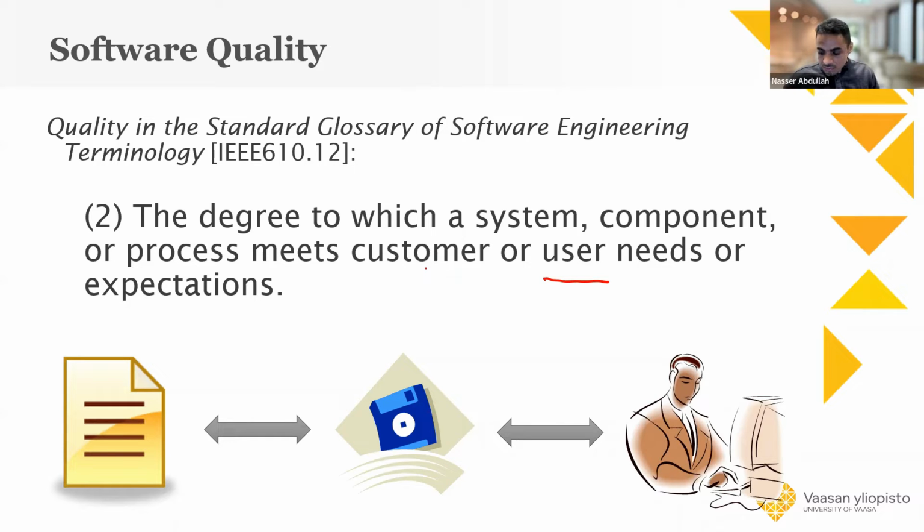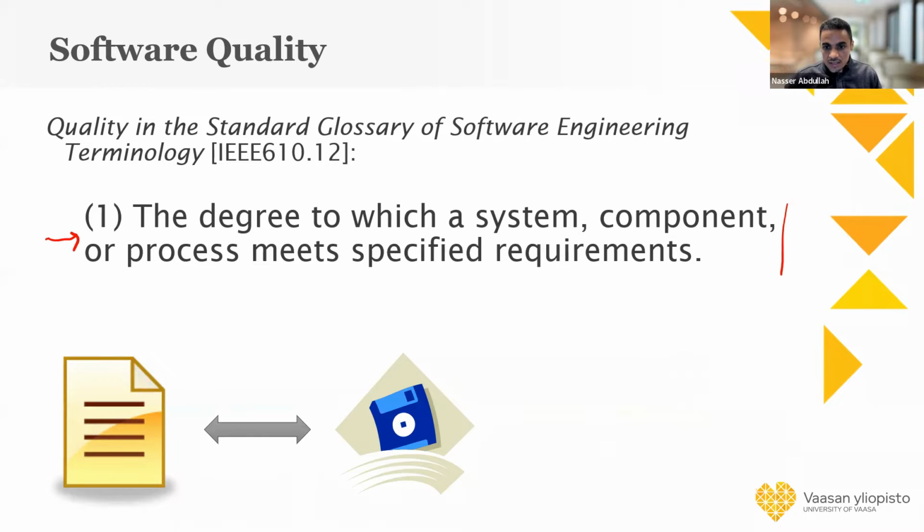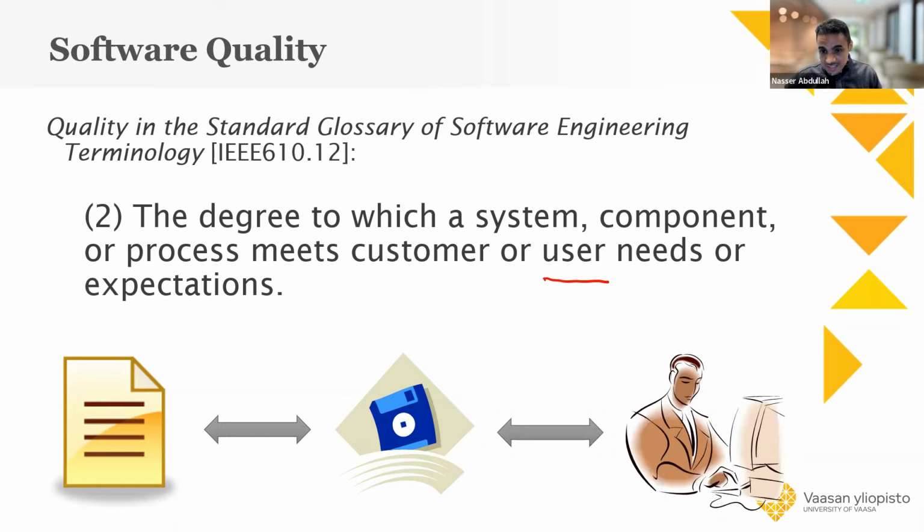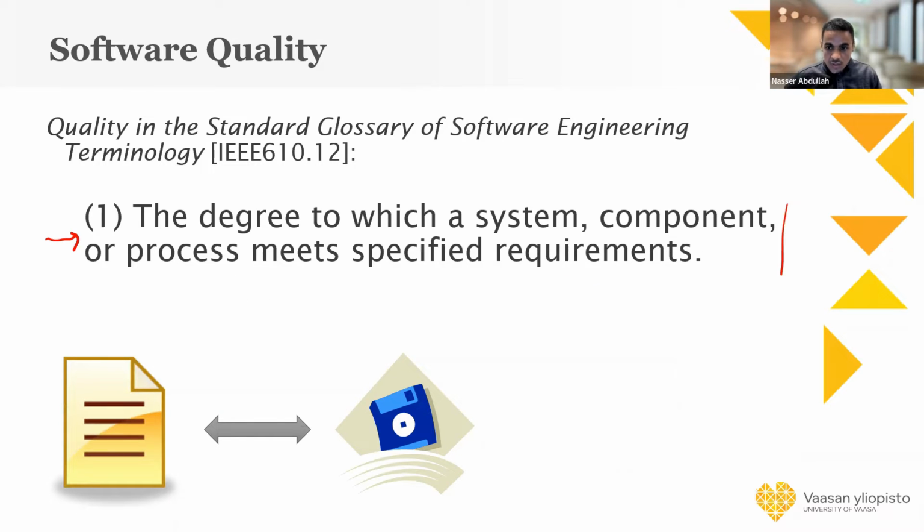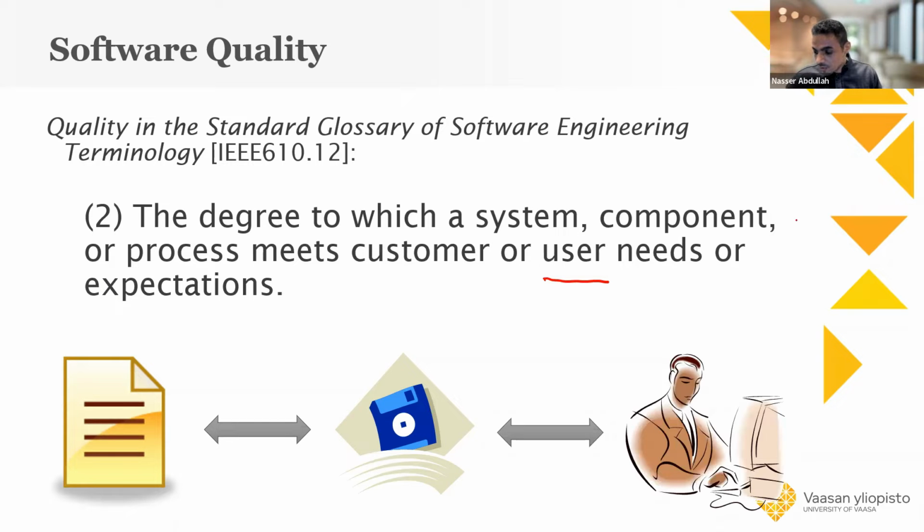So the first one is just the system requirements, and the second one is the customer need. Let me draw something here. We have requirements now. In the first part of the definition, the system should meet these requirements. In the second part, the system not only meets the requirements, it also meets the user need, which is also requirements. So these are two parts of the definition. It's not two definitions, it's the same definition, but in two parts.